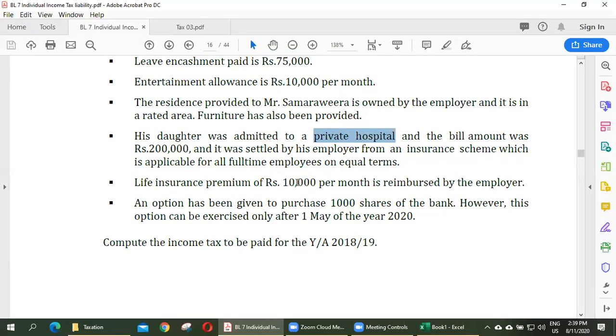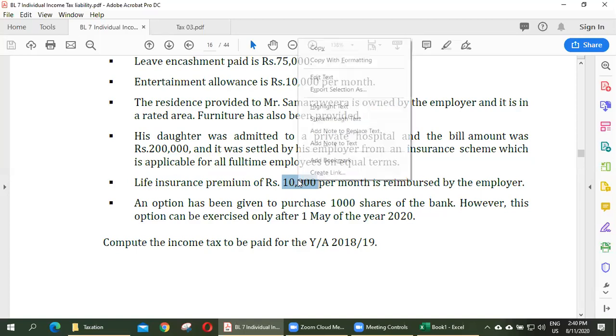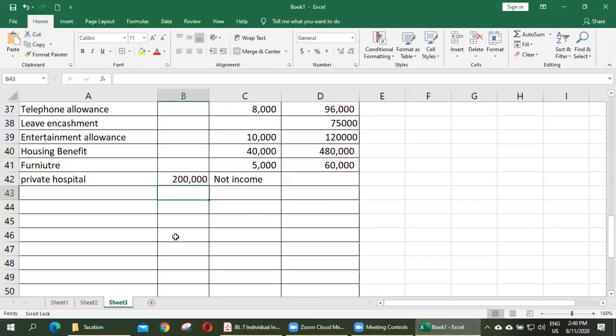Life insurance premium of rupees 10,000 per month is reimbursed by the employer. In this case, no information is given whether it's common for all or individual. So we assume that again it's a life insurance, not a medical insurance. It's a personal insurance. He has paid 10,000 per month, and this amount is reimbursed by the company. So it is exactly an income, 10,000 per month. So therefore, 120,000, right? So life insurance.